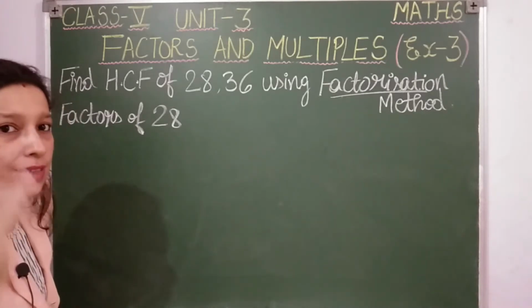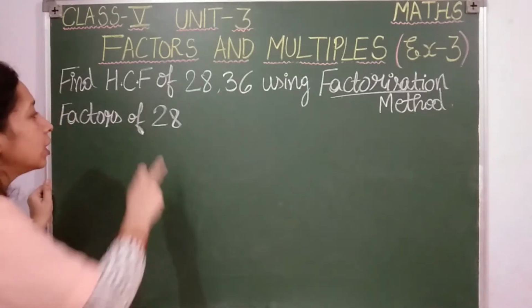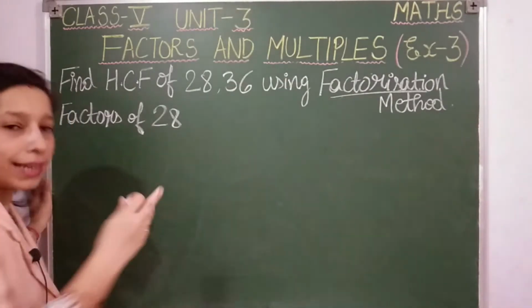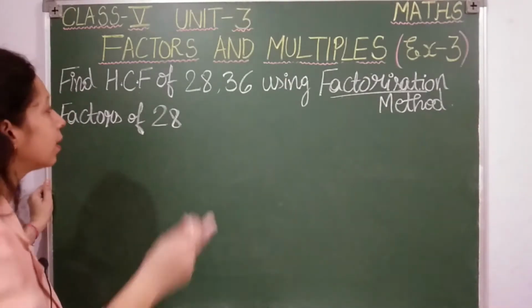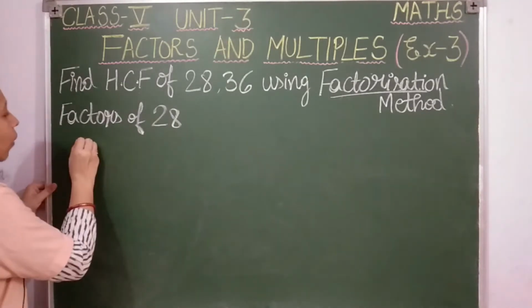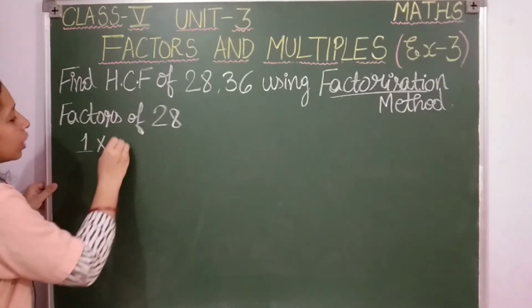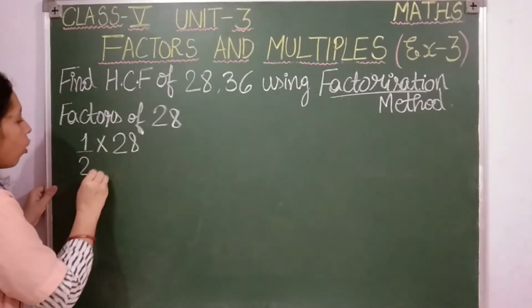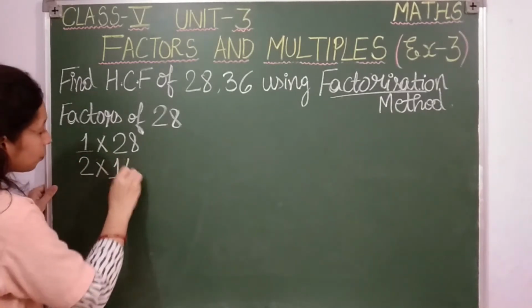In simple words, you have to take those tables in which 28 comes. Why? Because only those tables will divide 28 exactly without leaving any remainder. Also we know that 1 is a factor of every number. So that's why I'll write 1 28s are 28. Clear, students? Then 2 14s are 28.